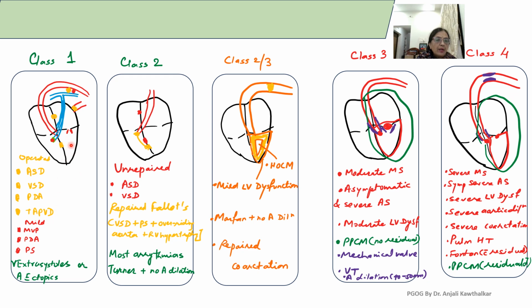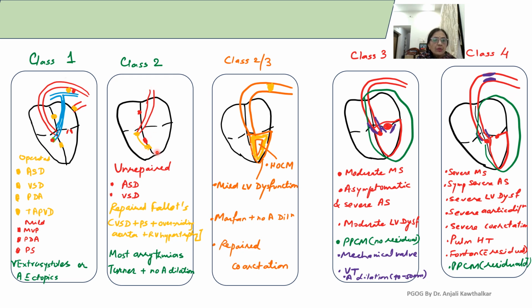Whereas red are mild mitral valve prolapse, mild PDA, that is presence of patent ductus arteriosus if it is mild, or if there is a mild pulmonary stenosis or extrasystole ectopic beats. Like that, diagrammatically we can remember. This blue one is the pulmonary artery, which is carrying the deoxygenated blood from the right ventricle, and mild pulmonary stenosis comes under class 1.